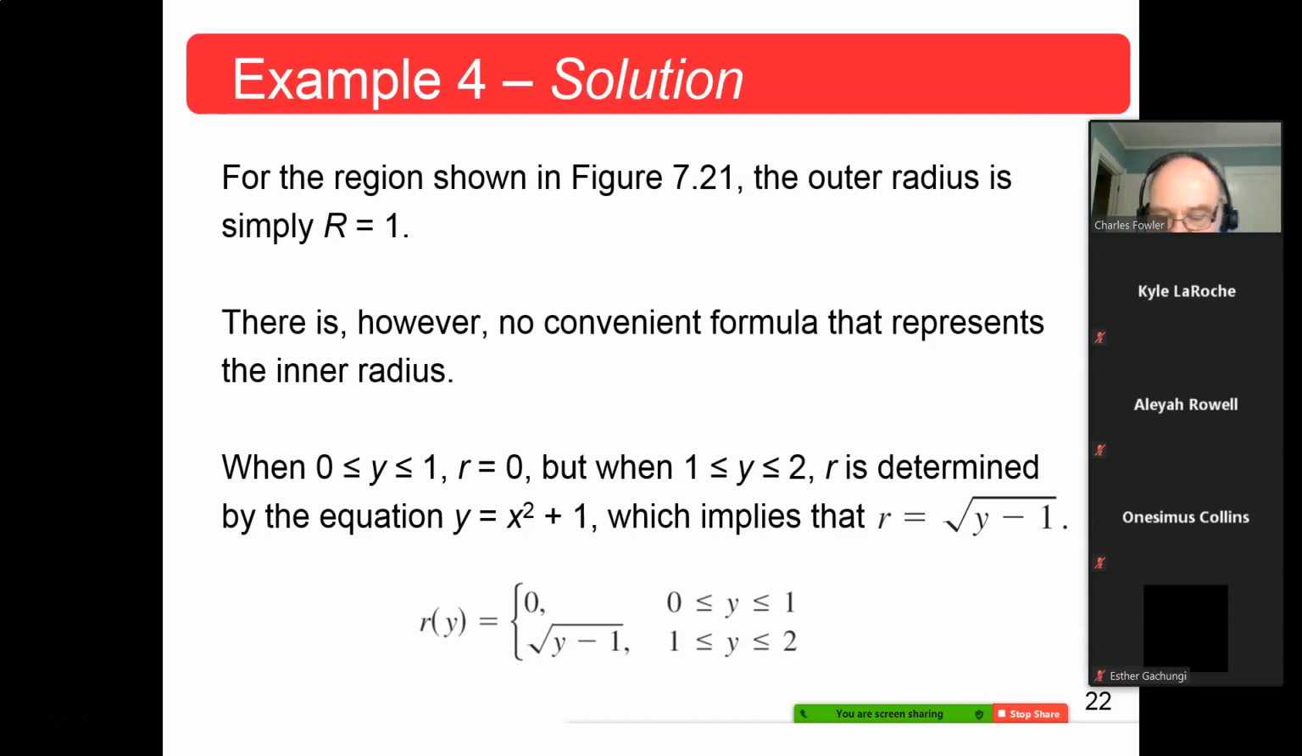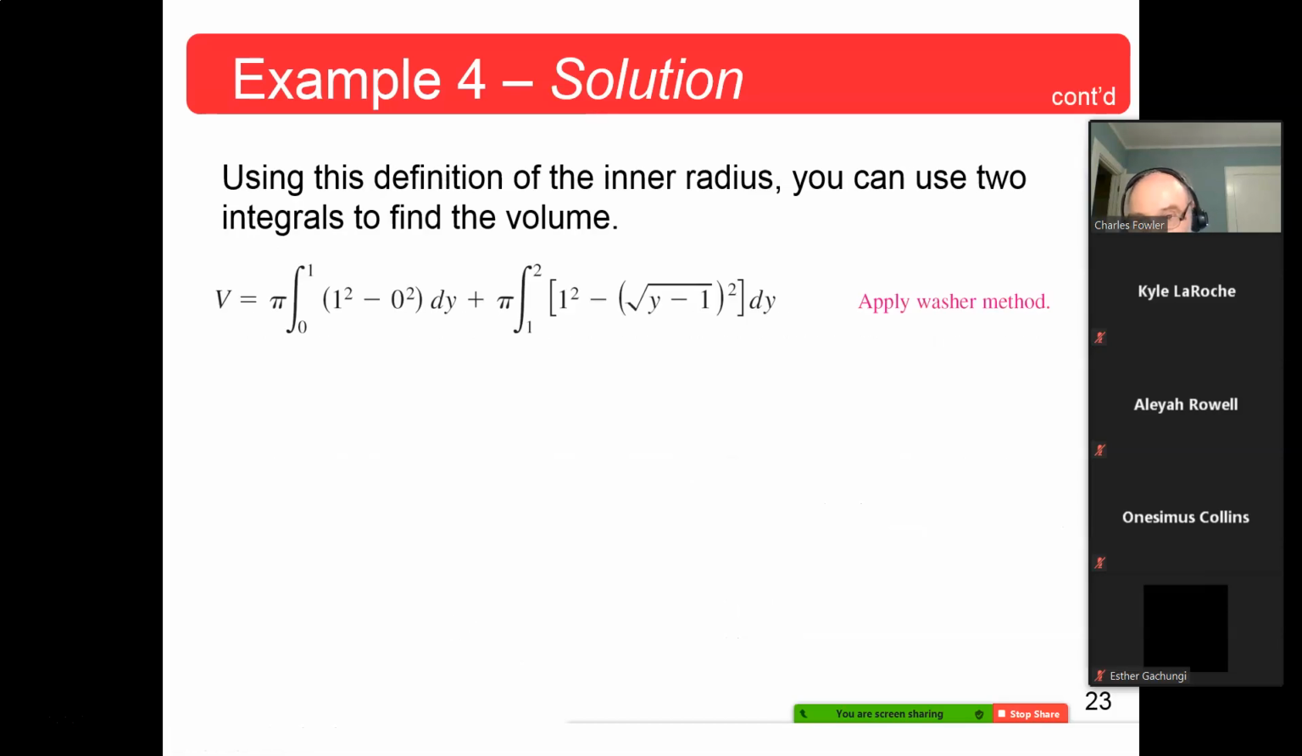Okay, so we have two different things. Your inner radius is 0 from 0 to 1, so you just have a washer, a disk, and from 1 to 2 you have a washer with this as the inner radius. Why they're making it so complicated, I don't know. So using that definition of an inner radius, you can use the two integrals, which is just ridiculous, but it's right.